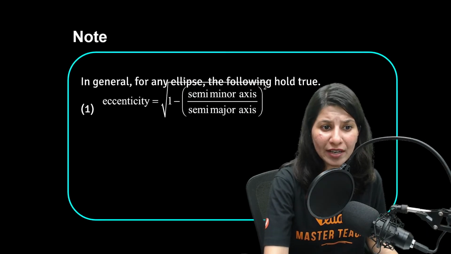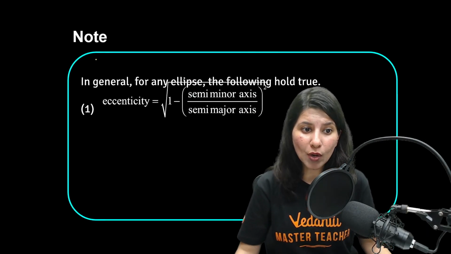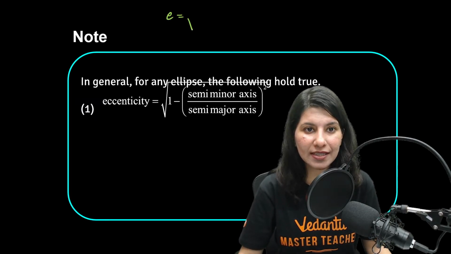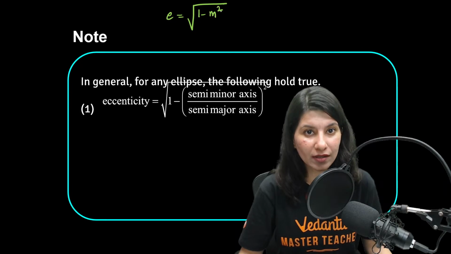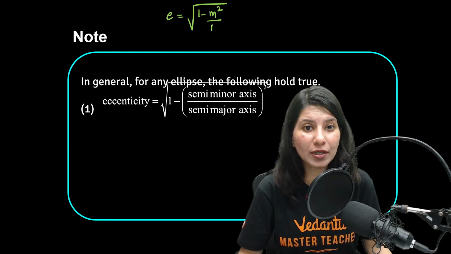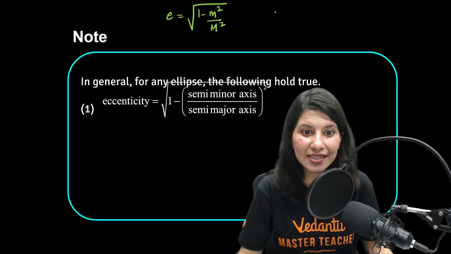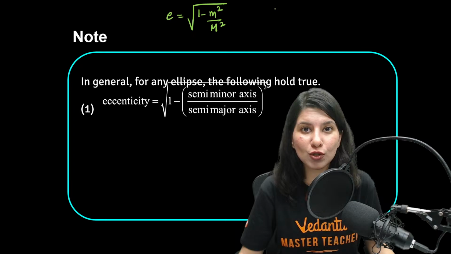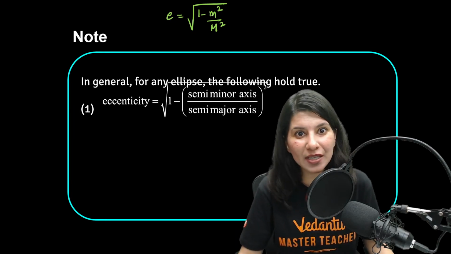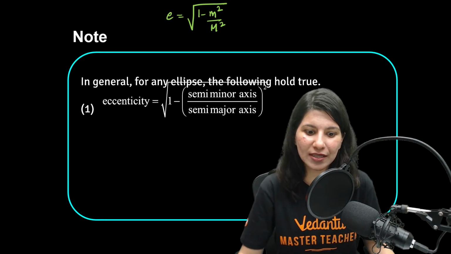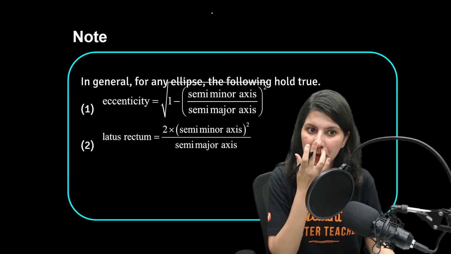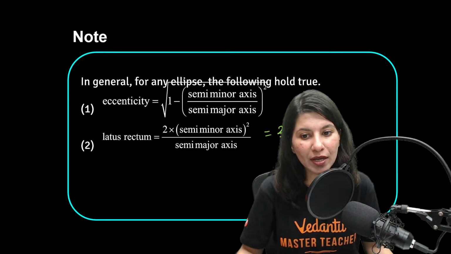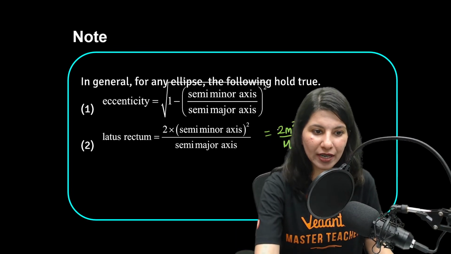Now some general formulas I would like you to know about. Eccentricity for any ellipse will hold true: eccentricity is the square root of 1 minus small m upon capital M squared, where small m is the semi-minor axis. The minor here will be b only, so b square by a square. It will hold for any ellipse. Then latus rectum, I already told you, is 2 small m square upon capital M. It will hold for any axis.